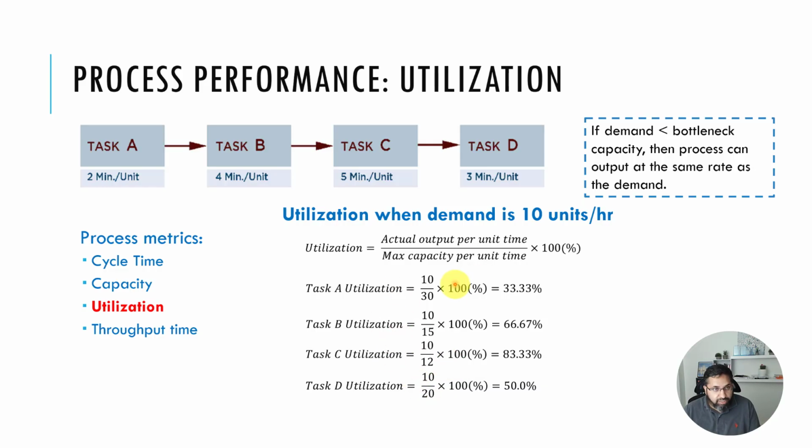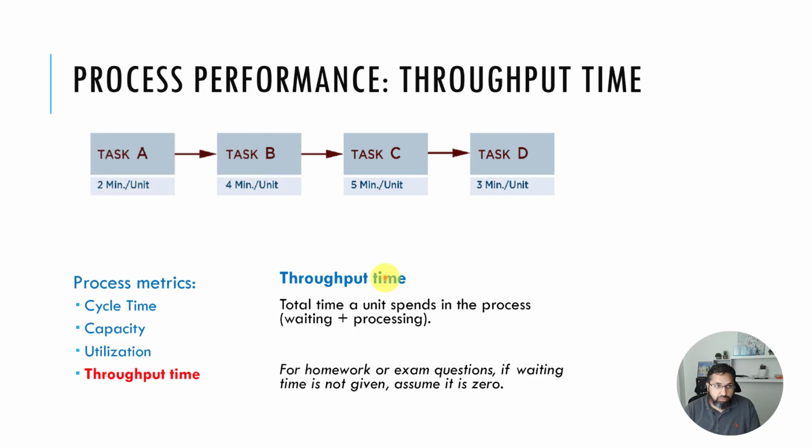So if the demand is less than the bottleneck, we use the demand. If the demand is not given or the demand is equal to or more than the bottleneck, then we use the bottleneck as the limiting factor in our utilization calculations. Okay, so I hope that's not too complicated, but I think when you work through some examples, you'll be fine.